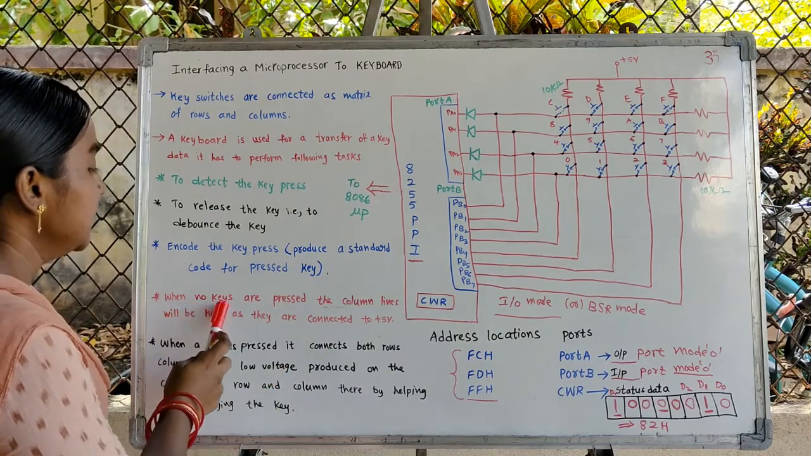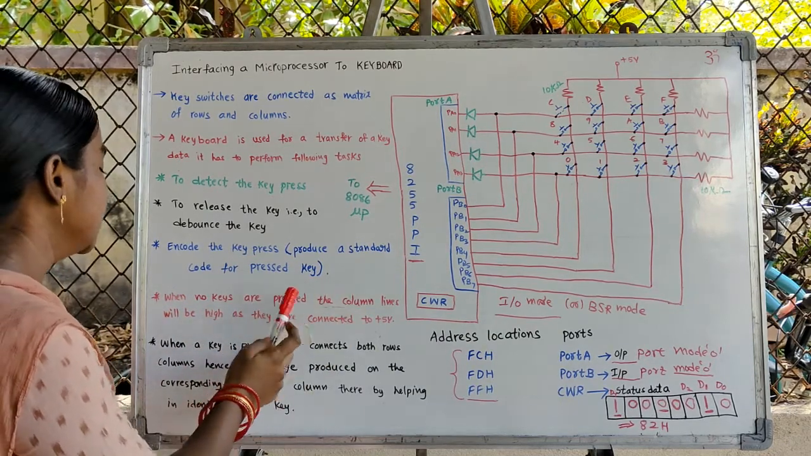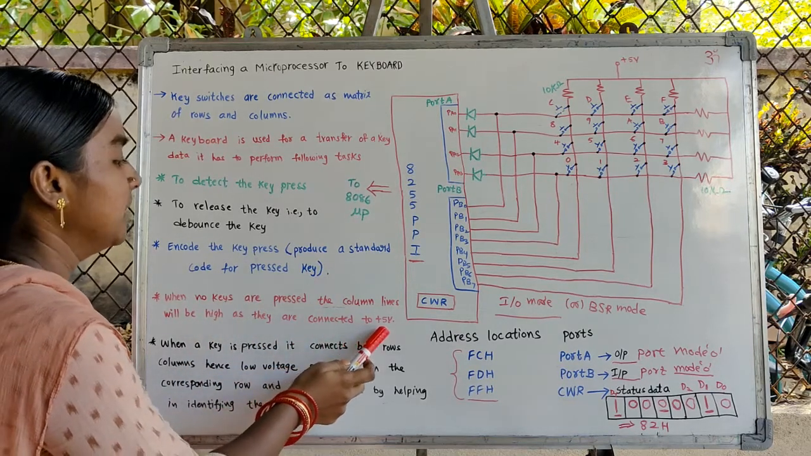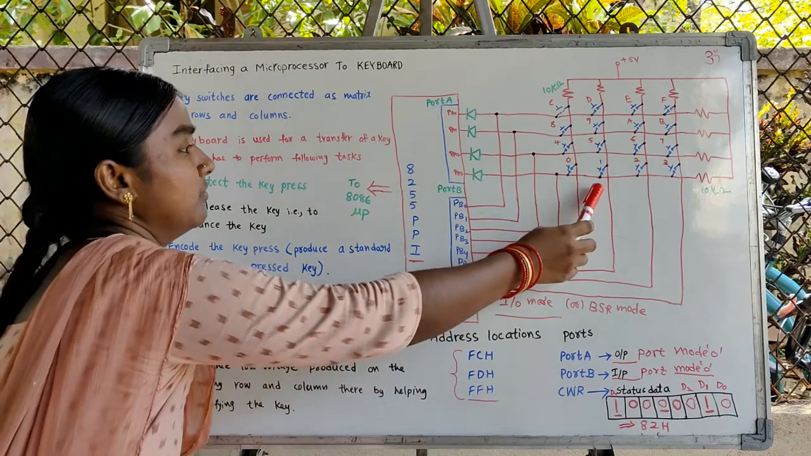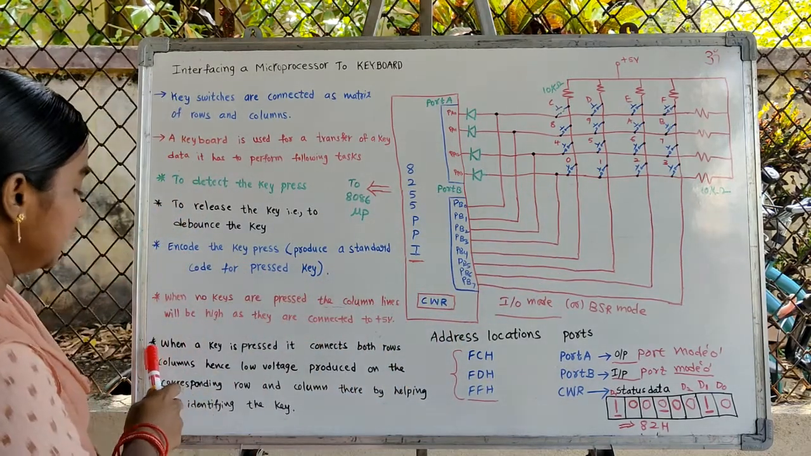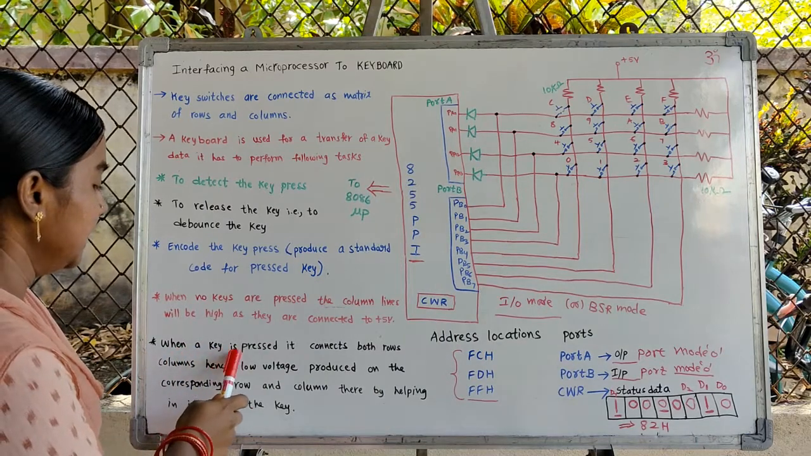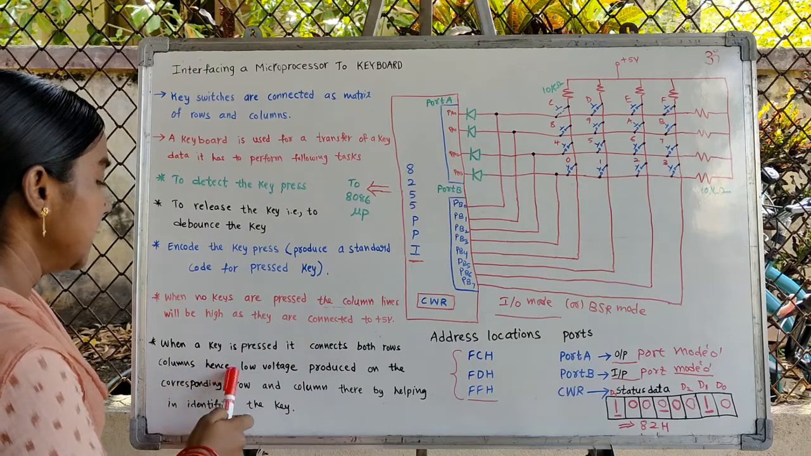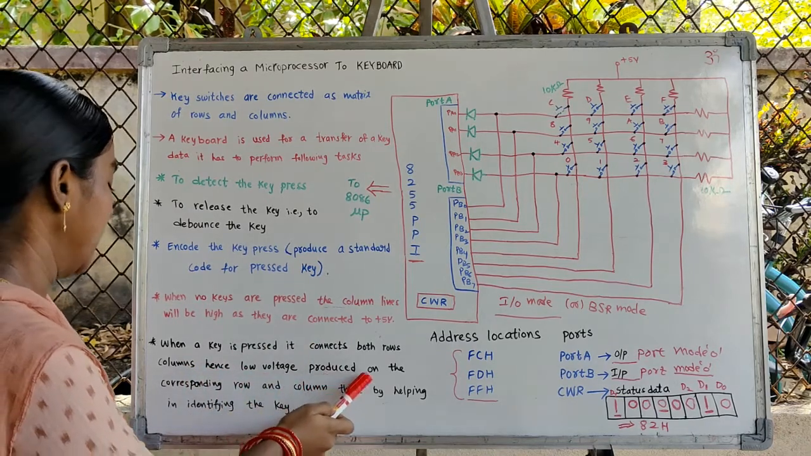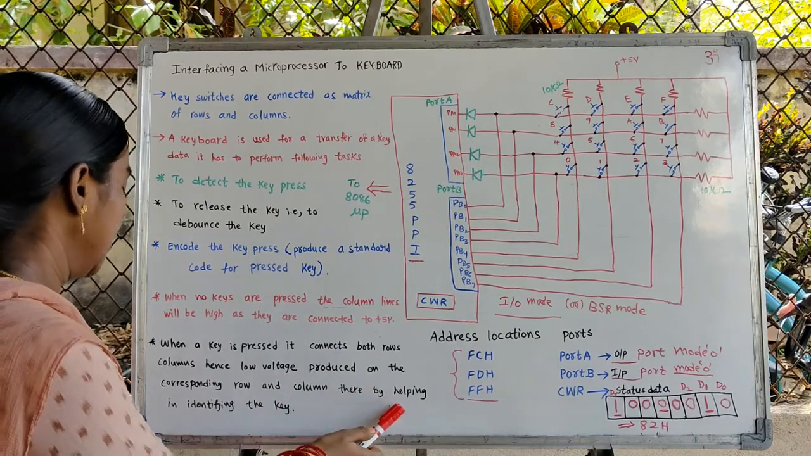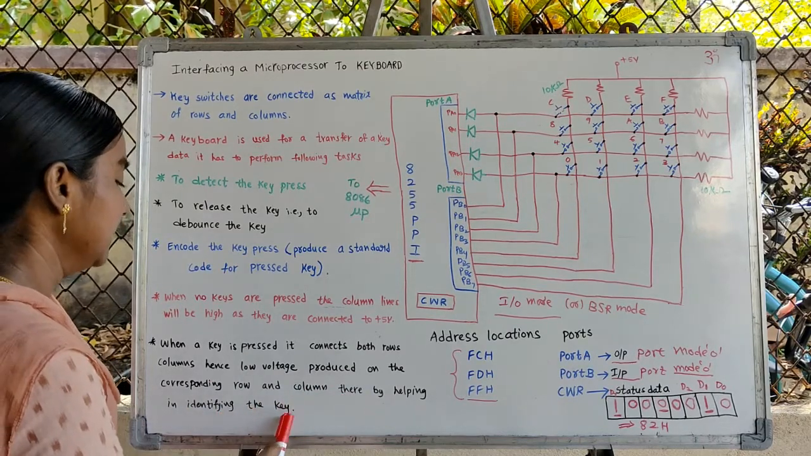When no keys are pressed, the column lines will be high as they are connected to plus 5 volts. We already explained it before. Next, when a key is pressed, it connects both rows and columns. Hence, a low voltage is produced on the corresponding row and column, thereby helping in identifying the key.